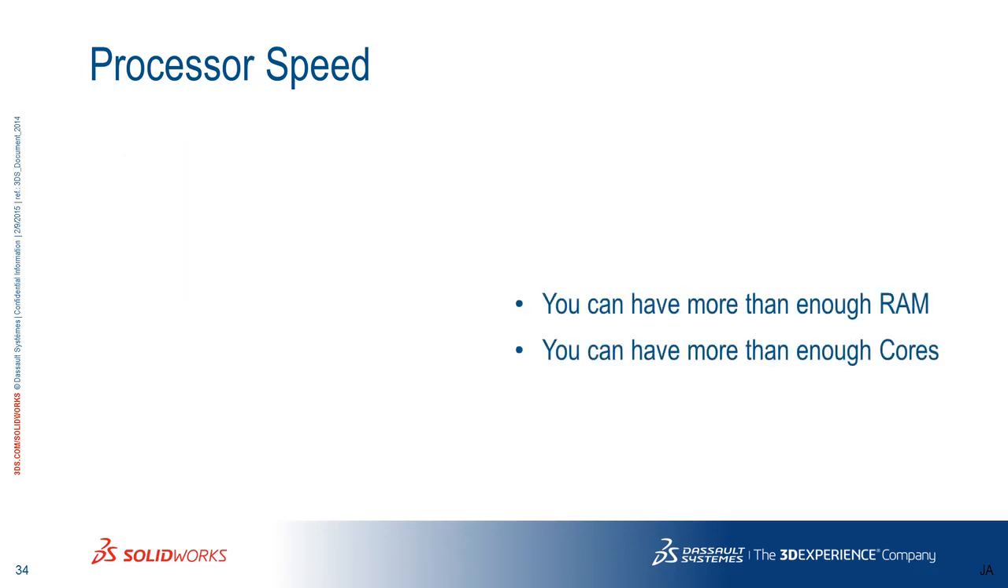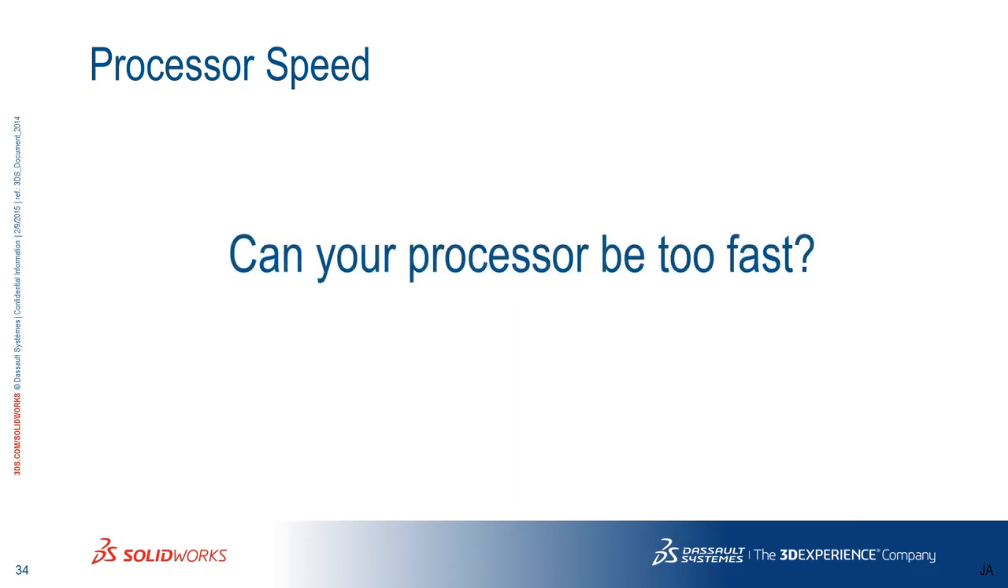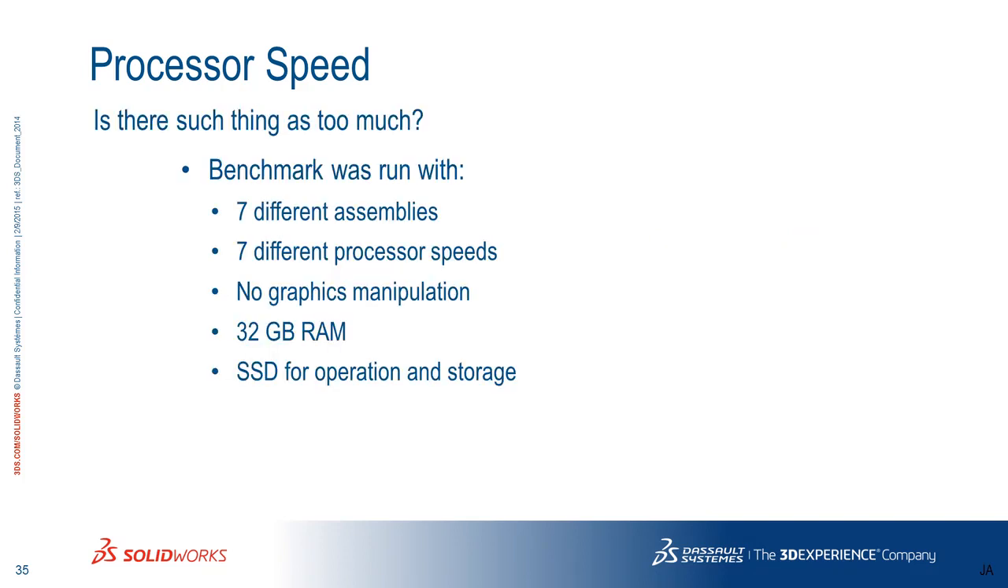So with that as well, you can have more than enough RAM, and you can have more than enough cores. But can your processor be too fast is the question. Anyone know the answer? Okay. Exactly. So is there such a thing as too much?